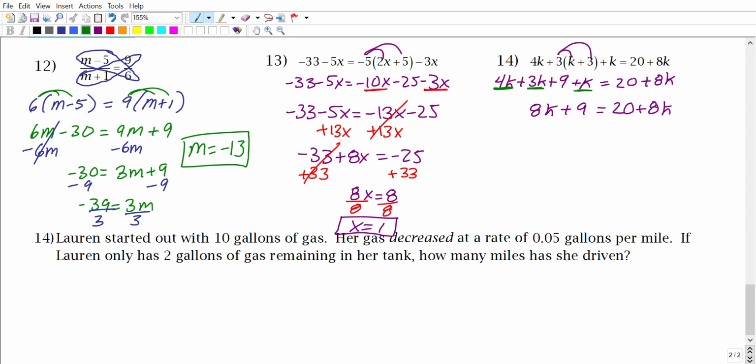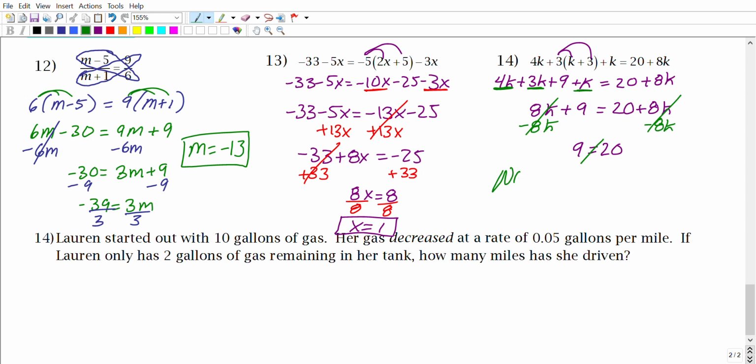Now I have variables on both sides. I'm going to get rid of the smaller one. Well, they're each the exact same variable, so I'm just going to go ahead and cross those out. So I get 9 equals 20. Well, this is something we've seen before. And let me ask you guys this. Is this true? Is 9 equal to 20? No, that is never true.